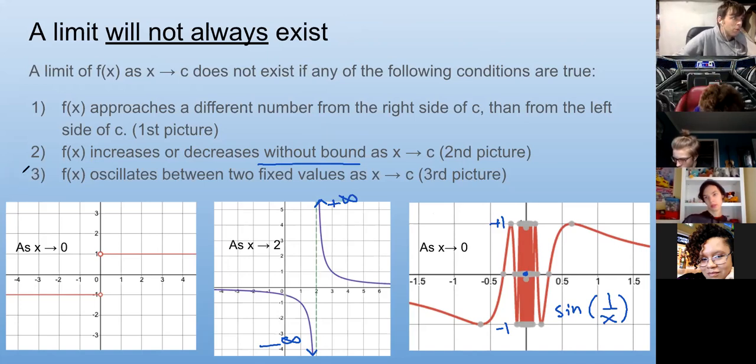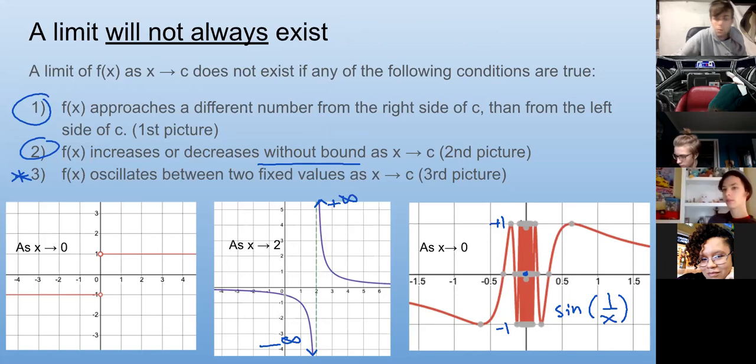This one's much more rare. These other two are very common, where we have a different right and left side or vertical asymptotes. So these two, very common. Third one, not so common, but important to know.